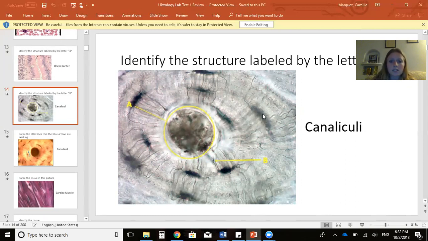And then you have these rings that go around it. I'm not doing a very good job tracing them. They are concentric lamellae, and they're the ones that make the ring. So I just remember C, concentric, C, circle, and that's what they do.